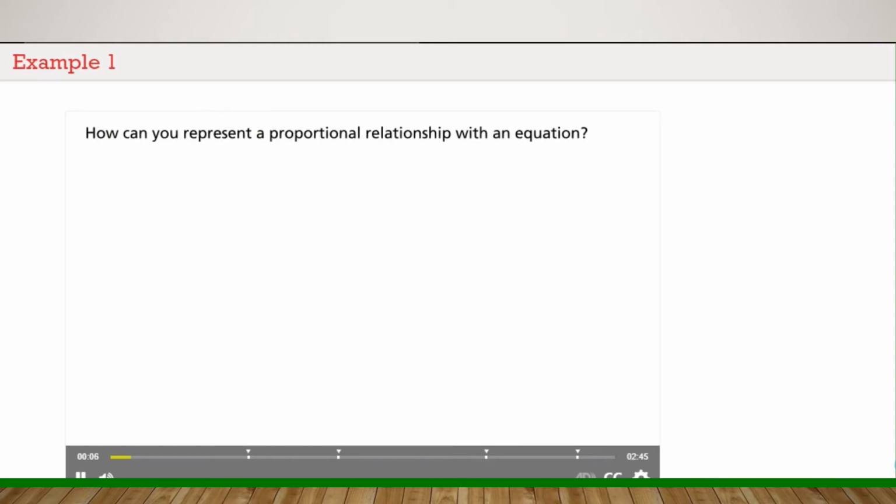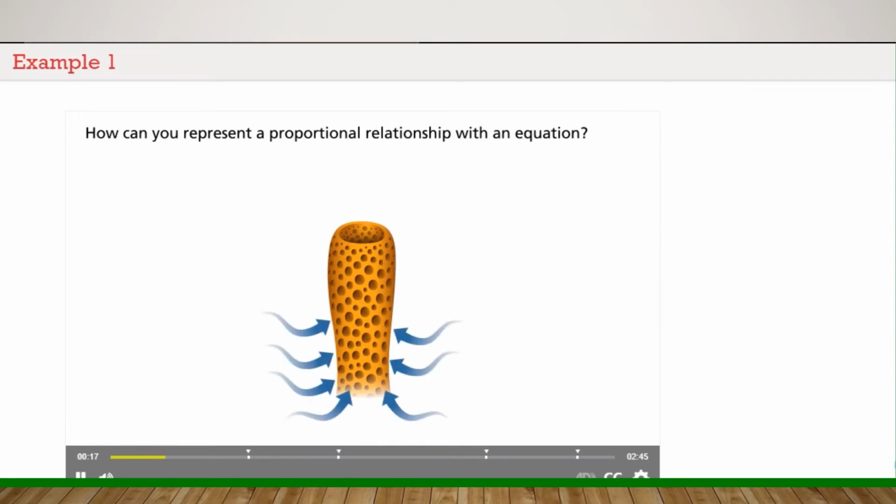How can you represent a proportional relationship with an equation? Take this sponge, for example. This isn't a sponge from under the kitchen sink. It's a living sponge from the ocean. The sponge is an example of a filter feeder. That means it takes in food by filtering water through its body.